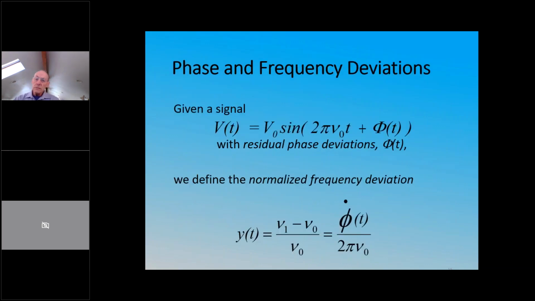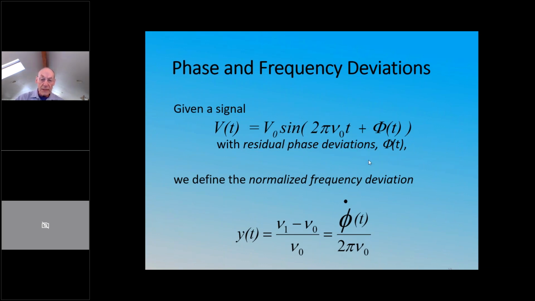Okay, so what's the math behind this? Well, you know what a sine curve is, right? If you've got a pure sine curve, there's an amplitude, which is the V0, and then there's a frequency or a period, which is the nu zero, in the parentheses, times t, and then there's this capital phi of t, which is the residual phase deviations, and that's the phase noise.